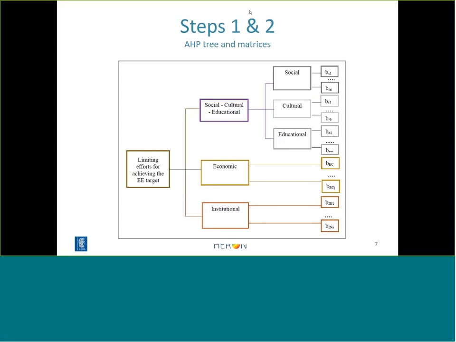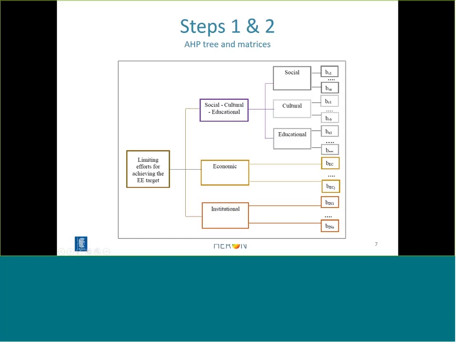In order to explain a little bit more, we have this AHP tree. We have the first level, the 0 level, where the goal is, if we are using barriers, to limit the efforts for achieving the energy efficiency target. Then we have the second level, where we have the 3 main groups of the barriers: social, cultural, educational, economic, institutional. The next level is a deviation of the first main group into social, cultural, and educational. And finally, we have the set of our barriers.